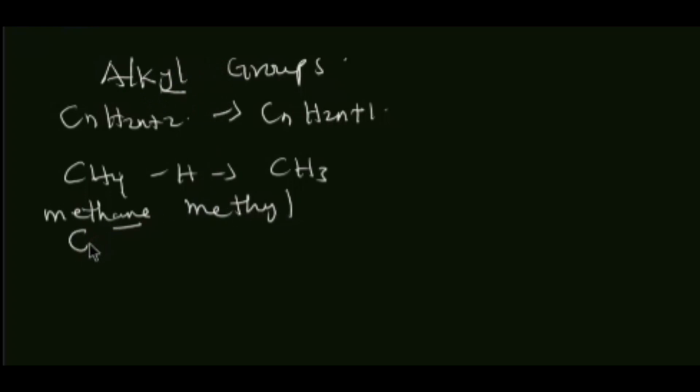If I have ethane, C2H6, I'll end up getting C2H5, and that is what we call ethyl. So these are alkyl groups.